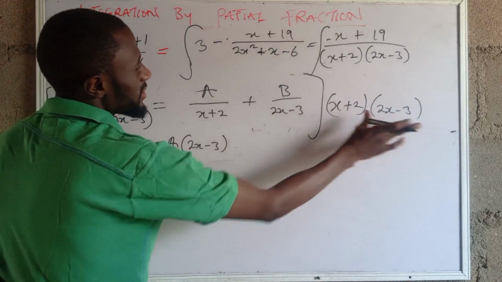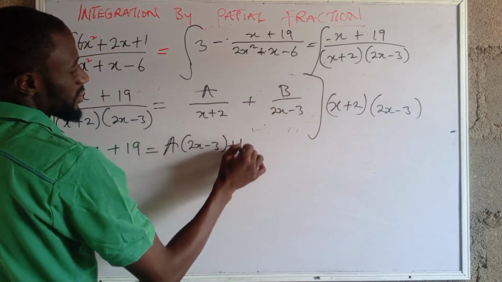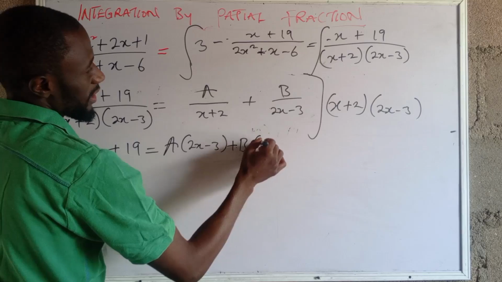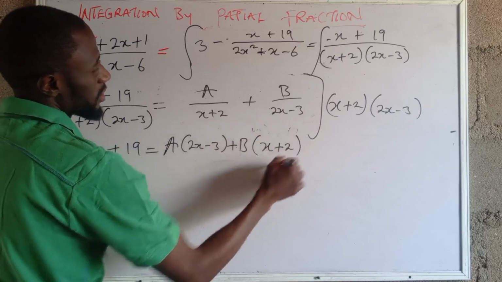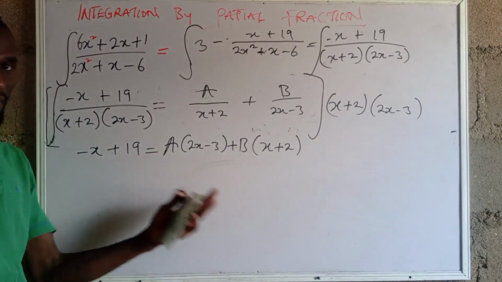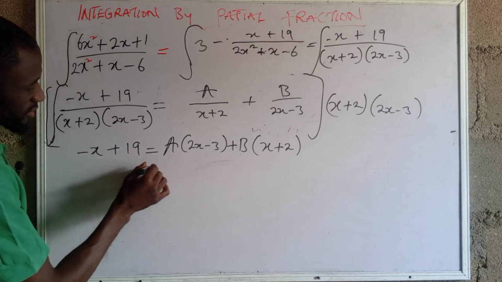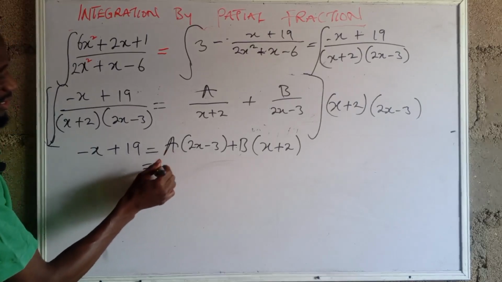This will cancel, this remains. b multiplied by this, you have plus b multiplied by x plus 2. If you wish, you can use the plug-in method, or you can use the simultaneous method to solve the problem. Let's use the simultaneous method. Let's open the bracket.